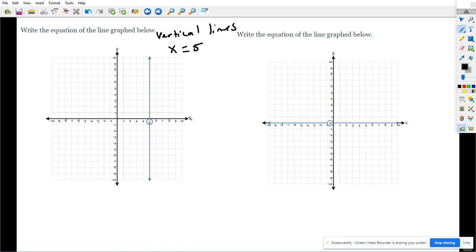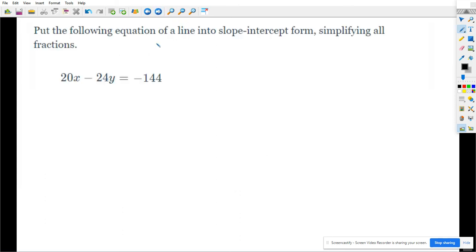It's that simple. Here I have a horizontal line. Horizontal lines are always y equals. So here, where's the y value? Again, y is up and down, so it would be y equals 0. That's it. That's all you have to do for those problems. I think they're fairly simple. So make sure you know vertical and horizontal lines.